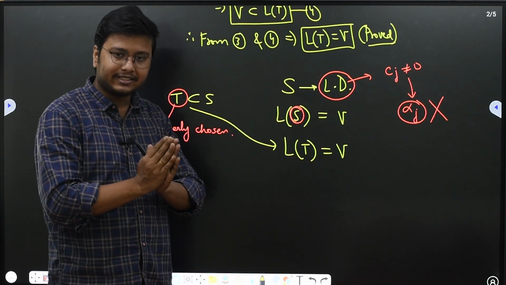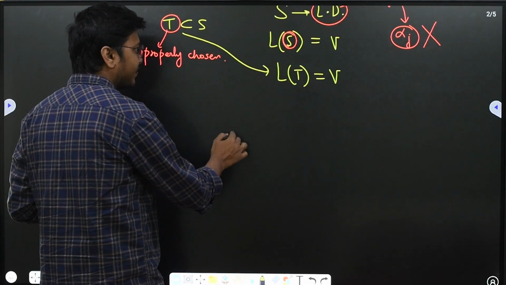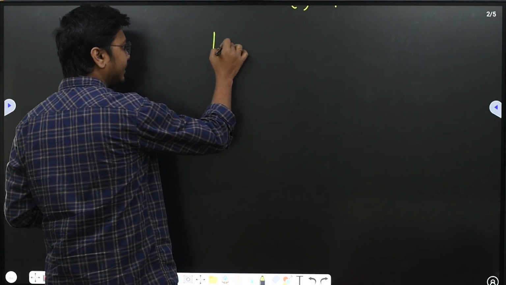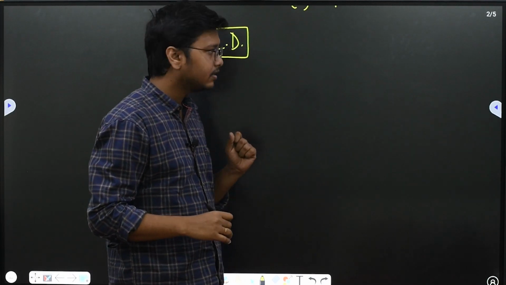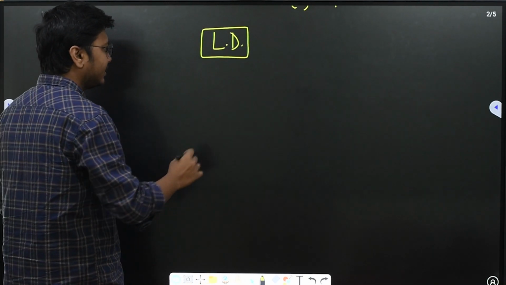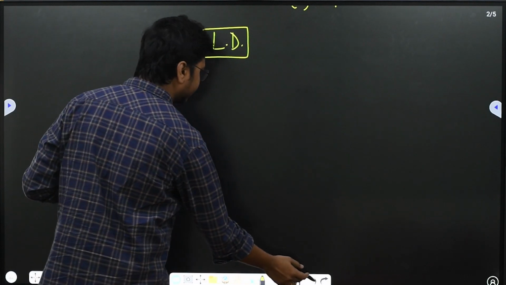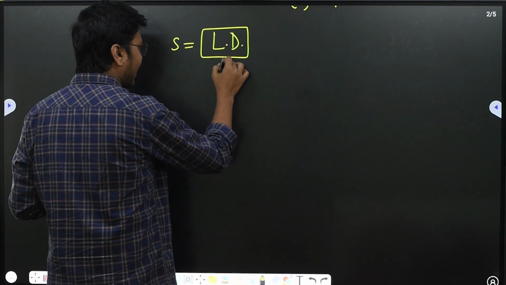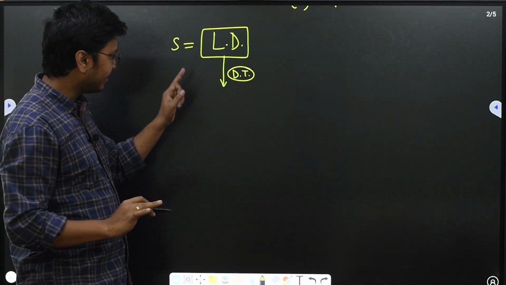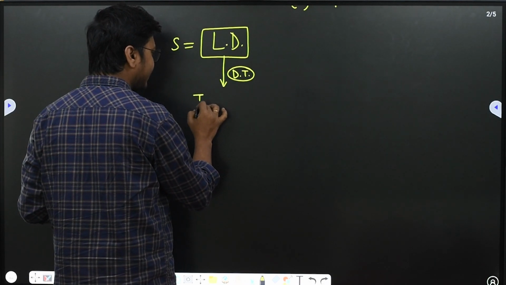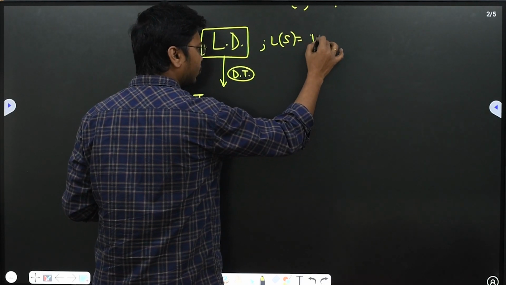So using this concept, now coming to the most important part. See what we can do: suppose a linearly dependent set is given to me, and I call this the S set. I apply the deletion theorem. Remember, DT stands for deletion theorem. I apply the deletion theorem and I get T. Here also, L of S is equal to V, that is given.